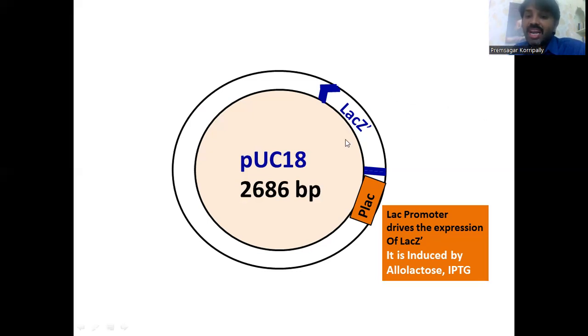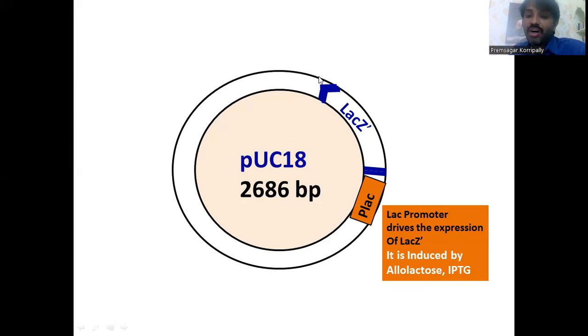So lacZ prime is inserted downstream of the promoter. Whenever IPTG binds to the repressor, RNA polymerase binds to the lac promoter and drives the expression of lacZ prime, which encodes the alpha peptide. And this alpha peptide and the omega peptide from the host gene. That's in the host gene, omega from the host gene.